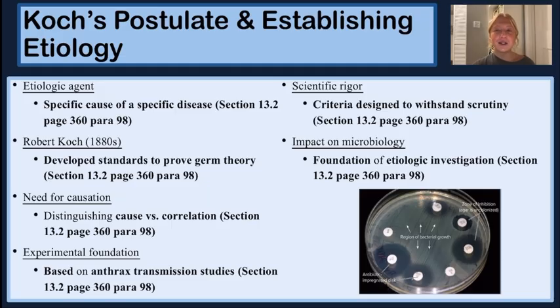So the central purpose of Koch's postulates is to identify the etiological agent, meaning the exact microorganism that is responsible for a specific disease. In 1880, Robert Koch recognized that simply associating microbes with a disease was not enough to prove germ theory. So he developed this experimental framework to demonstrate the true cause. And this experiment was especially important because science requires more than just correlation. It requires evidence that one factor directly causes another.